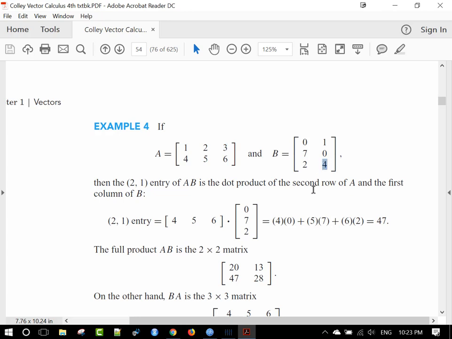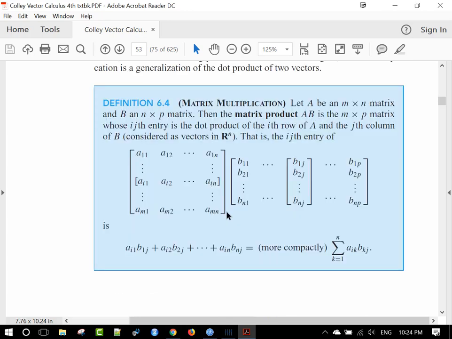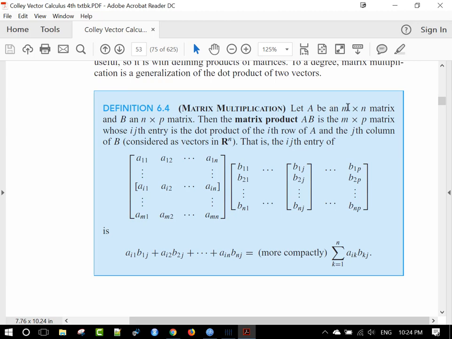So this is how you can compute the resulting matrix. And you do have to recognize what the size of the resulting matrix is going to be in advance. And we said that comes from this: if you take an m by n and an n by p, the resulting size will be an m by p.